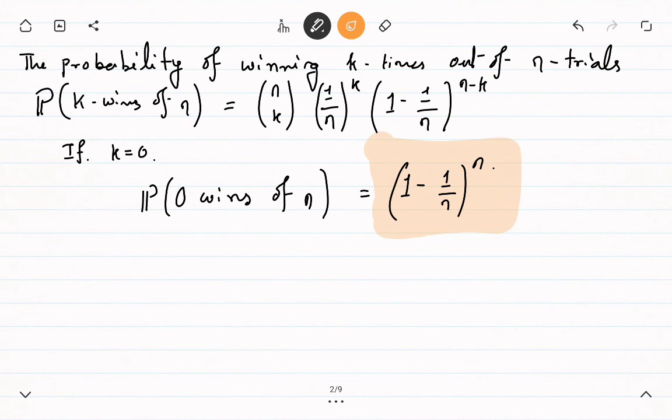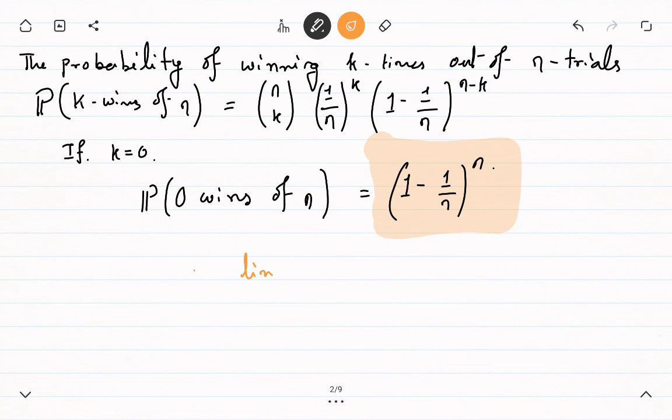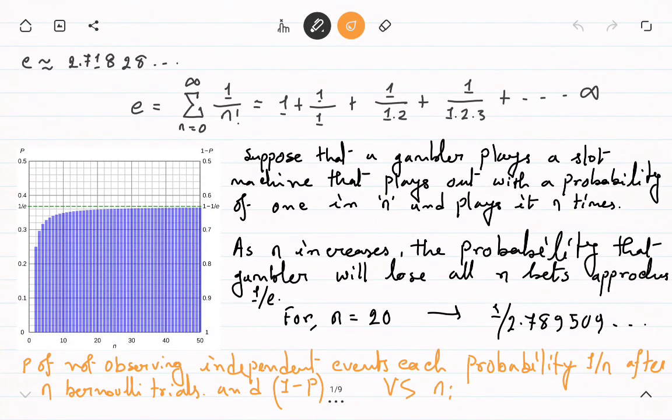If I tend n towards infinity, the limit as n tends to infinity of (1 - 1/n) to the power n would be 1 by e. You can calculate that this is 1 by e. Again I am repeating: using these Bernoulli trials, in the 1 by p versus n graph, it can be observed that as n increases, the probability of a 1 by n chance event never appearing after n tries rapidly converges to 1 by e.